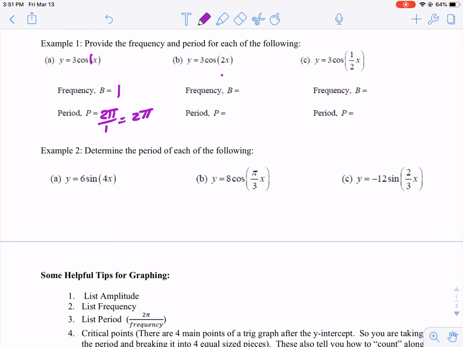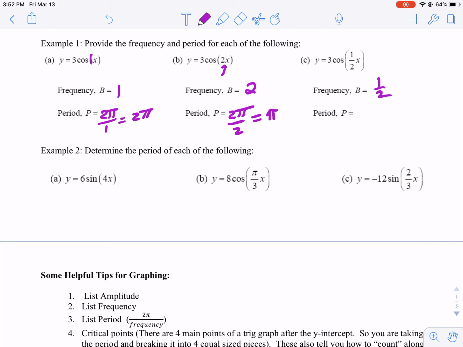Letter B, the frequency, the number touching the angle is 2. That means you are going to complete 2 full cosine V's by the time you get to 2 pi. So the period is just how long it takes to finish one of them. Well, a little common sense says if you can finish 2 cycles in 2 pi, then 1 cycle is going to be in 1 pi. Well, the formula, 2 pi divided by frequency, confirms that. The 2's are going to cancel, and it will go from 0 to pi to finish 1 full V, 1 full cycle.